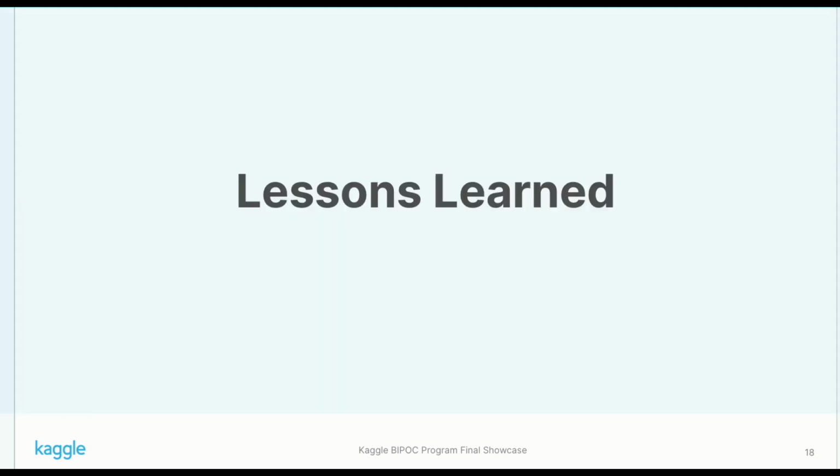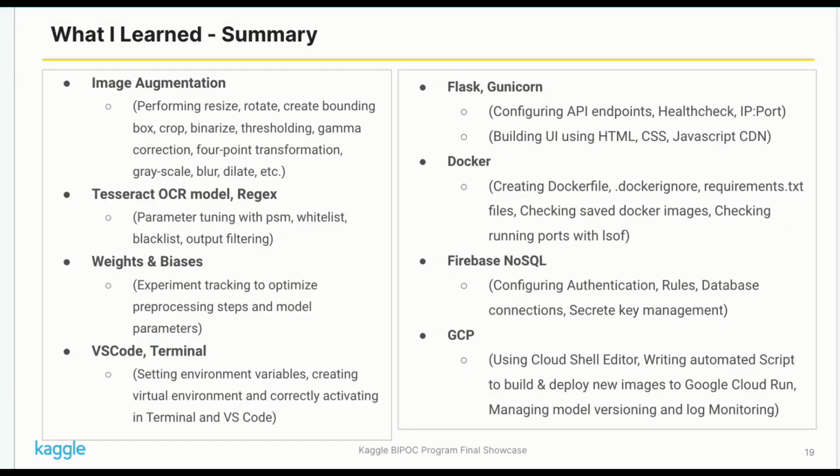So for the lessons learned, I learned quite a lot from this project, which includes image augmentation, Tesseract OCR model, regular expressions, Weights and Biases, and how to code in VS Code and Terminal rather than just notebooks, and creating the Flask app from scratch using Gunicorn. I learned to manage production throttling, create a Docker image, connect to the Firebase NoSQL database, and use GCP in multiple services.